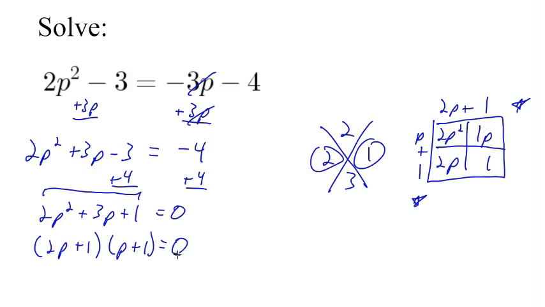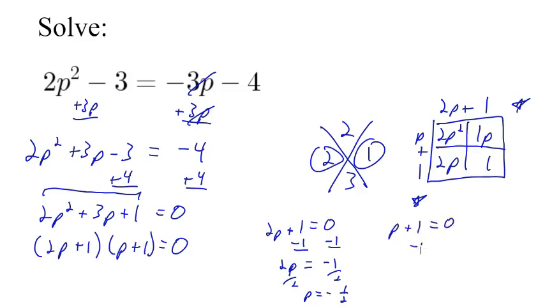So we have something times something equals 0. One of these two expressions must equal 0. If it's the first one, then 2p plus 1 must equal 0. So I solved that equation for p and got negative 1/2. Or on the other one, we have p plus 1 equals 0. So both negative 1/2 and negative 1 should work in this equation.